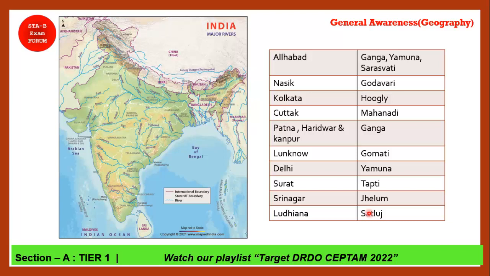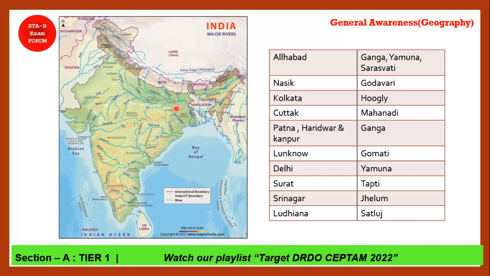From rivers, you can also expect this type of question where you need to tell the cities which are situated near the rivers. Okay, so Allahabad is situated near Ganga, Yamuna, Saraswati. As we told you, here is Allahabad. Then Nasik is on Godavari, because its origin is also near Nasik. Yes, Kolkata. It is near the Hooghly River. Okay, Katak is near Mahanadi. Patna, Haridwar, Kanpur, these are on the Ganga River.